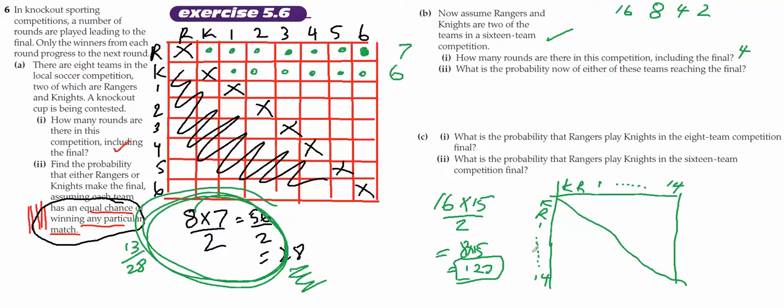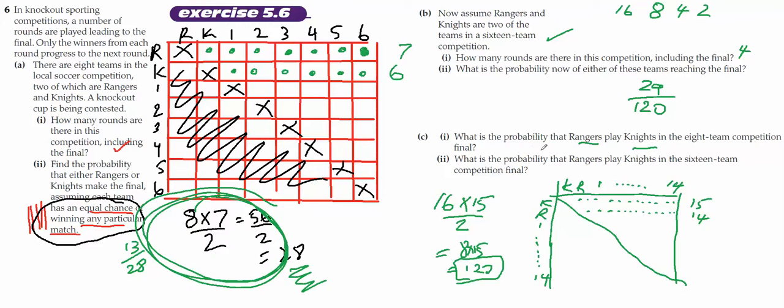There's 120 possible outcomes, and the probability for Rangers or Knights is going to be these first 2 rows. So I'm going to have 15 here and 14 there. So 15 times Knights could play, 14 times Rangers could play, because I can't count the game against Knights because it's already been counted. So I'm thinking now it's 29 out of 120.